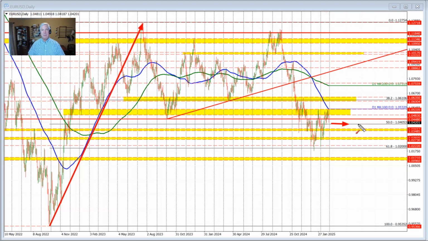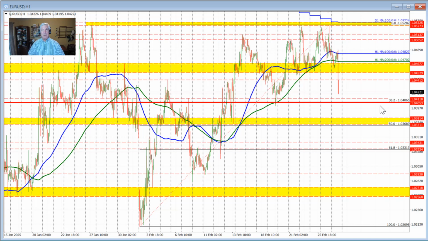That 50% midpoint comes in at 1.04053. So 50% at 1.0453 off the daily chart. The 38.2% retracement is a tick and a half above that level, or less than that, at 1.04065. So this is going to be the next key target level for the euro versus US dollar. Be aware of that level.